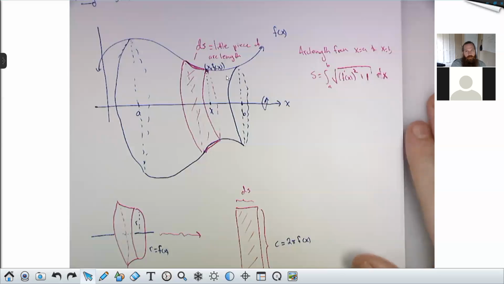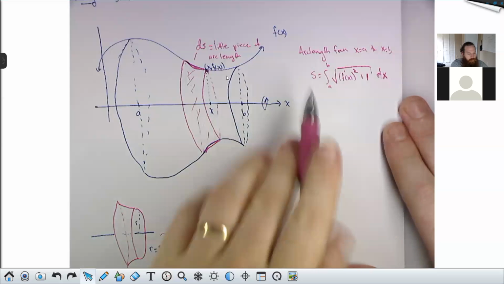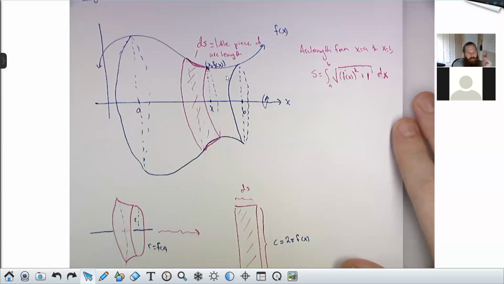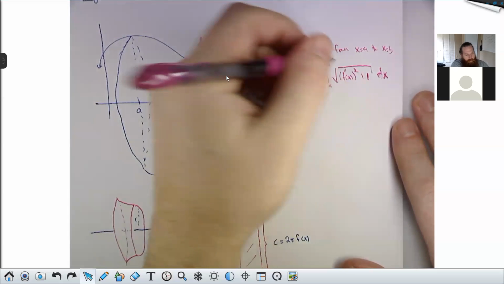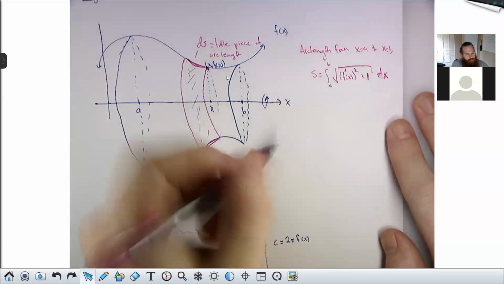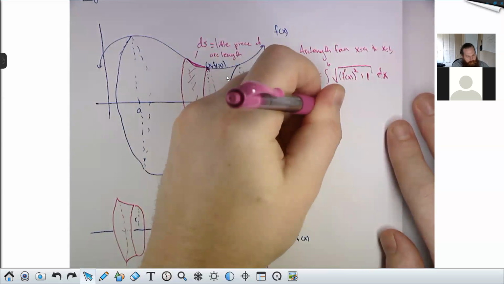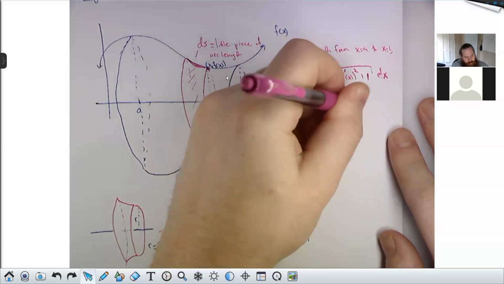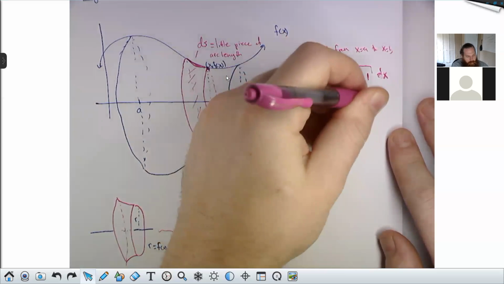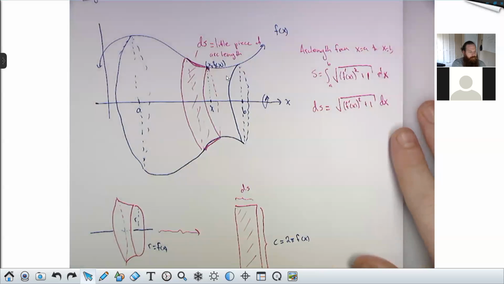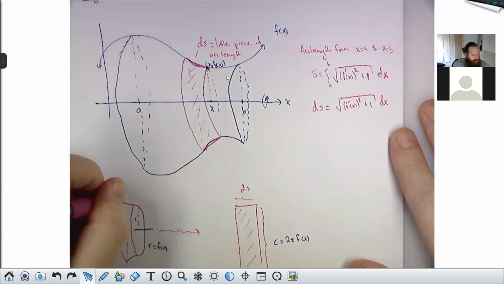Right? This was our arc length formula. And I'm going to go ahead and use the symbol S for arc length. This is the normal notation that every differential geometry book uses. So ds is the little differential amount of arc length that we're integrating to get S here. So ds is the square root of f prime of x squared plus 1 times dx.